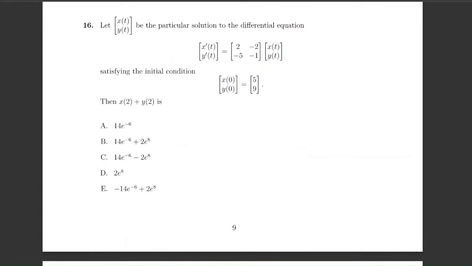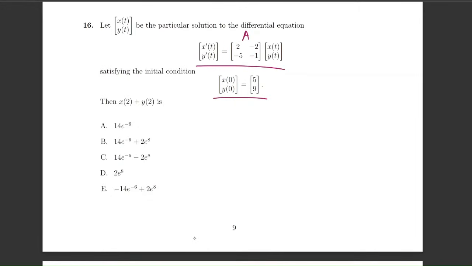In 16, we have let this xy be a particular solution to the differential equation here, satisfy the initial conditions of this. Then x2, y2 is what? Okay, so this is just a standard differential equation problem. So the way we do this is we solve for the eigenvalues and then eigenvectors of the system. So we have, I'm just going to call this matrix A. So A is going to be this thing right here.